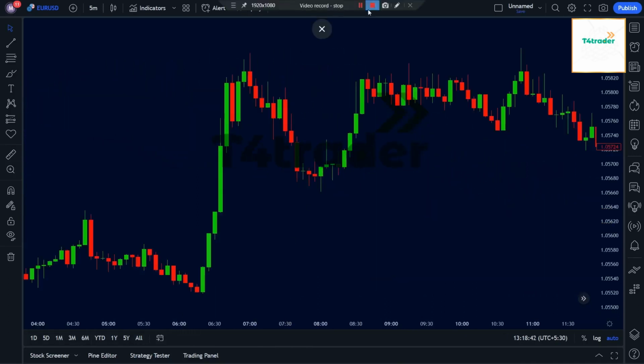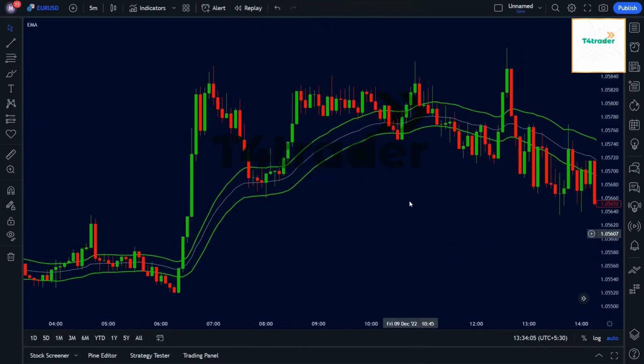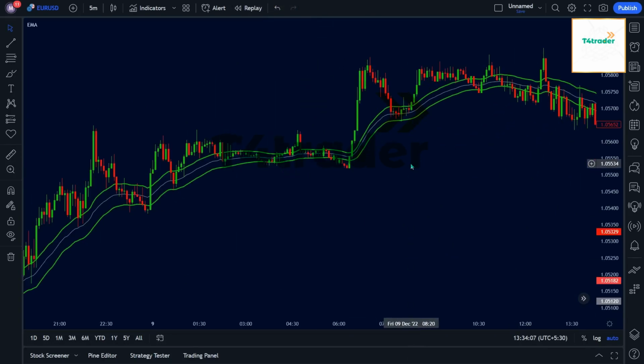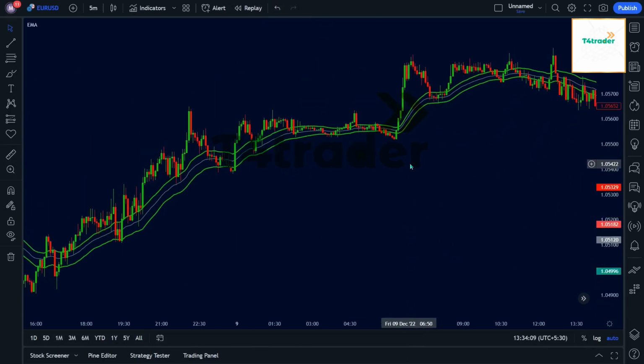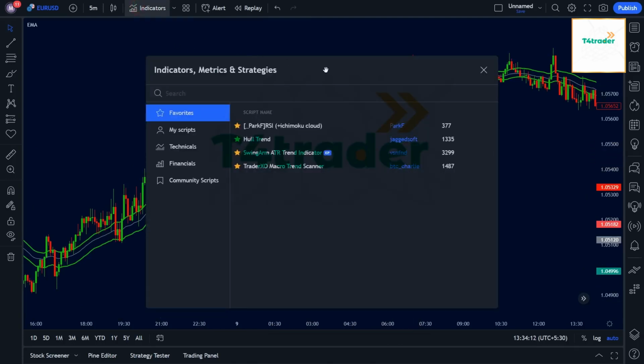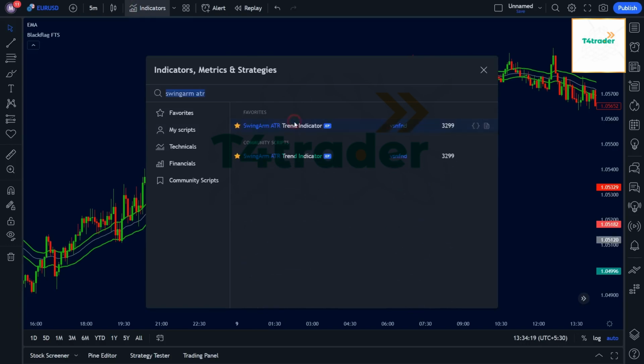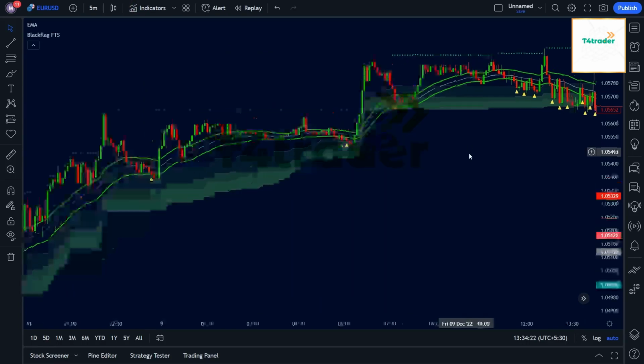Okay, now let me teach you how to filter fake signals. We need to add another indicator to our chart. On top of the page, click on the indicators option and open the tab. On the search bar, type Swing Arm ATR. Now, this is how the indicator looks and it contains some signal and zone lines.